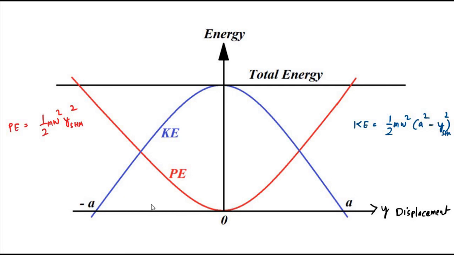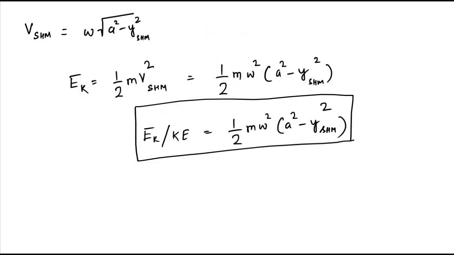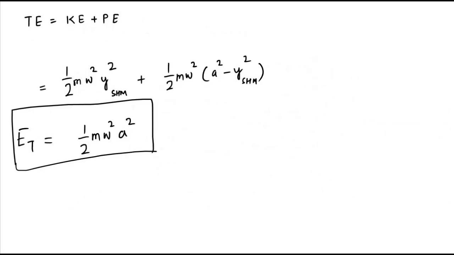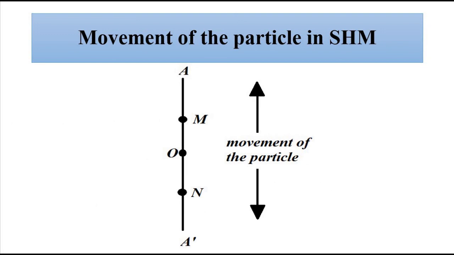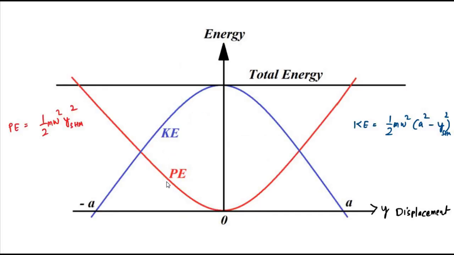At the extreme positions, y is equal to plus minus a. If we substitute a for y SHM, kinetic energy becomes 0 at the extreme points, and potential energy is maximum, equal to the total energy which we derived. So for the entire duration of the simple harmonic motion, the to and fro movement, both kinetic energy and potential energy continuously get exchanged, but their sum, the total, is always fixed.